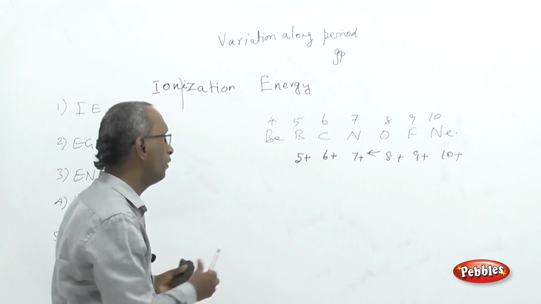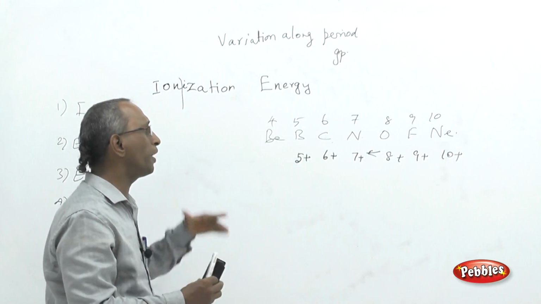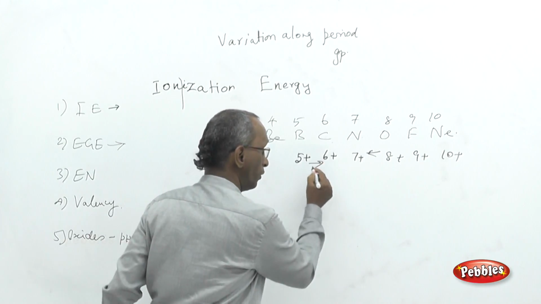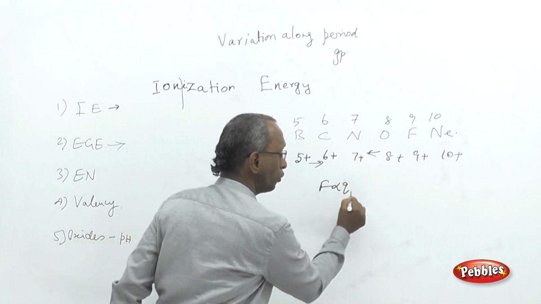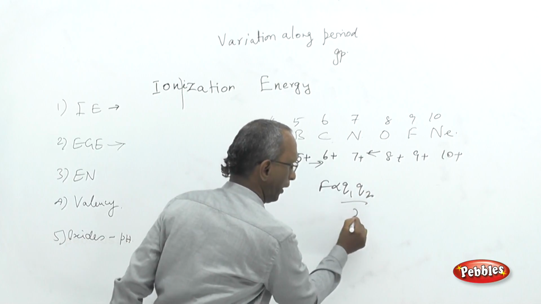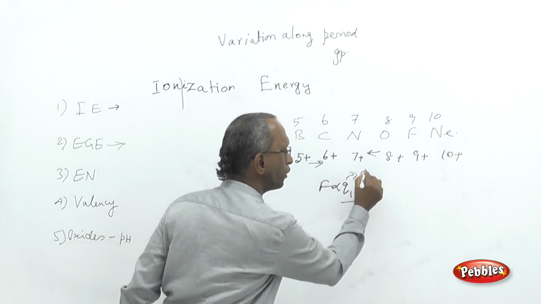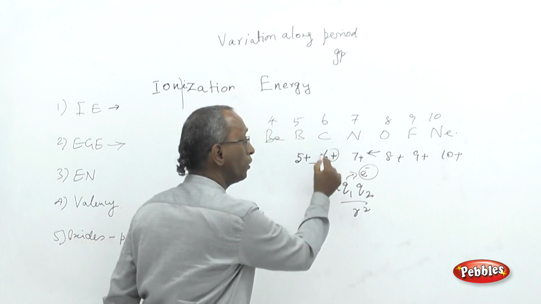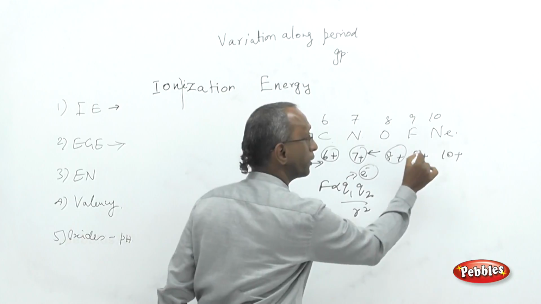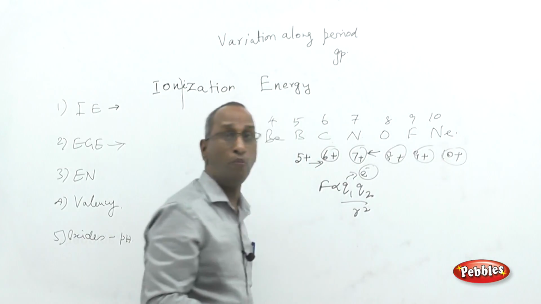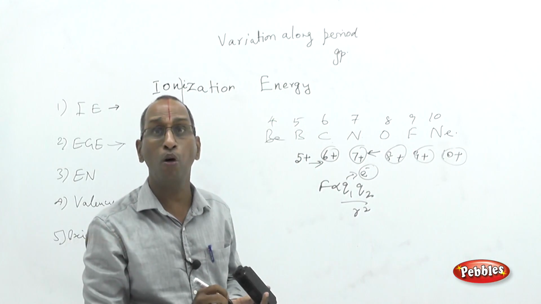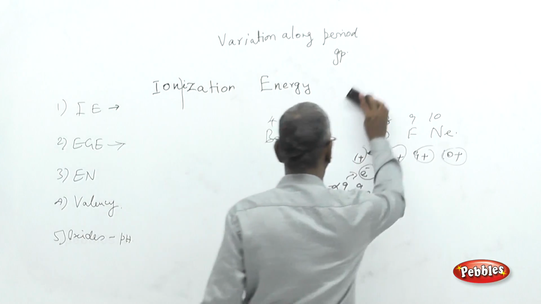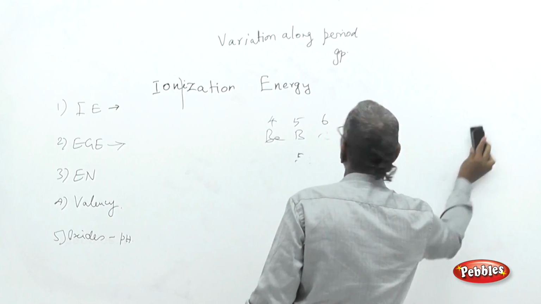So from left to right, more energy has to be supplied because of more attractive force. So F is proportional to Q1 Q2 by R square. Here Q1 is the outermost electronic charge, that is constant. Q2 is the protonic charge. Protonic charge increases, so force directly increases. So more force means more energy has to be supplied. That is why ionization energy increases along the period.